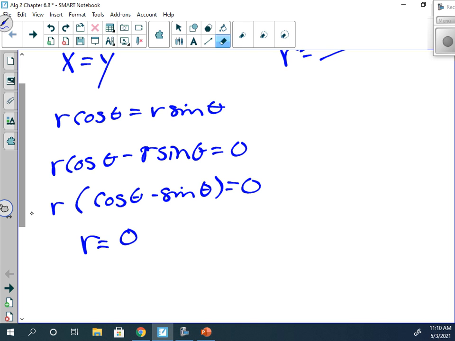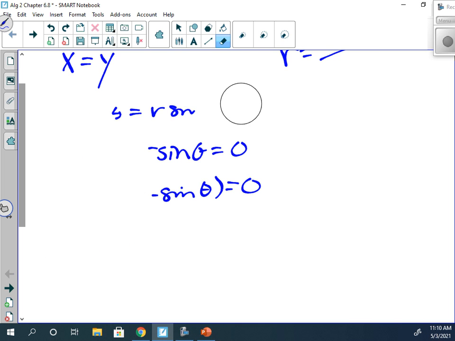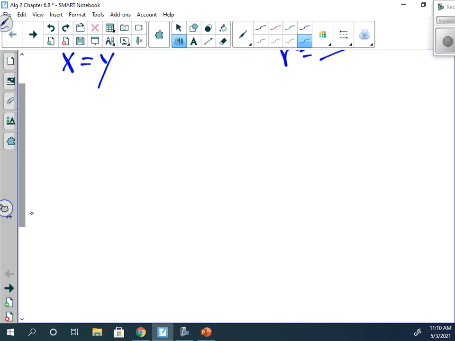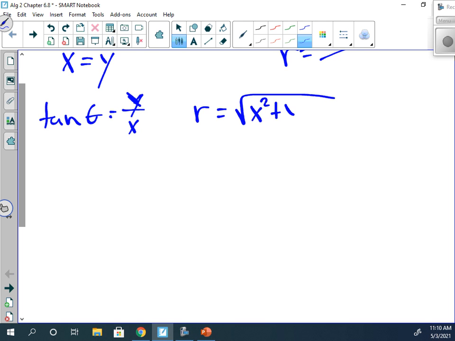No, I don't think they like that, because it's a little bit different, because it is a straight line. The way I did before worked, because rectangular to polar, really it's going to want us to use tangent of theta equals y over x, and r is equal to the square root of x squared plus y squared, because we're wanting to go from rectangular to polar.